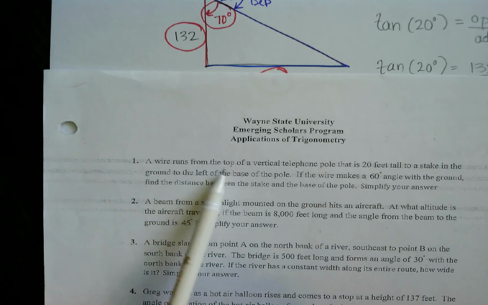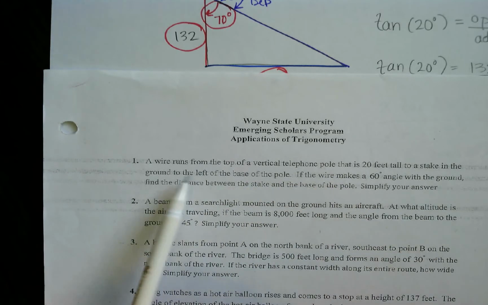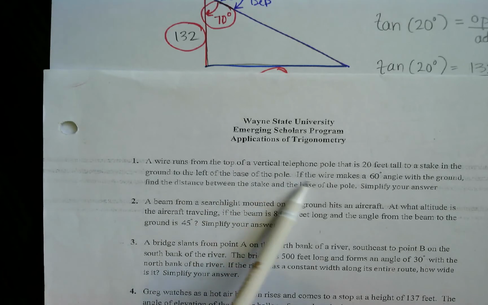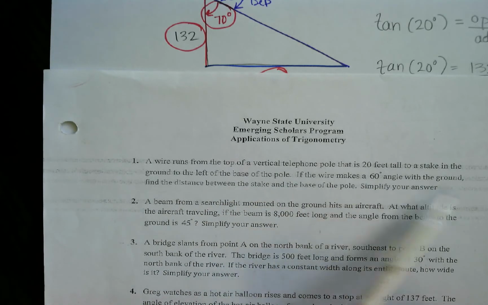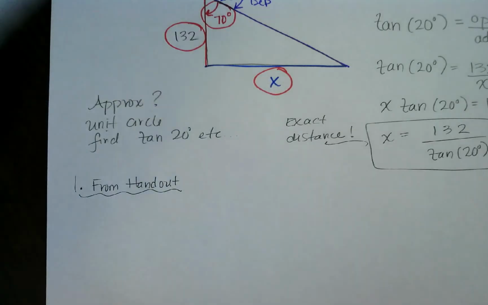It says a wire runs from the top of a vertical telephone pole that is 20 feet tall to a stake in the ground to the left of the base of the pole. If the wire makes a 60-degree angle with the ground, find the distance between the stake and the base of the pole. Simplify your answer. Alright, kids.